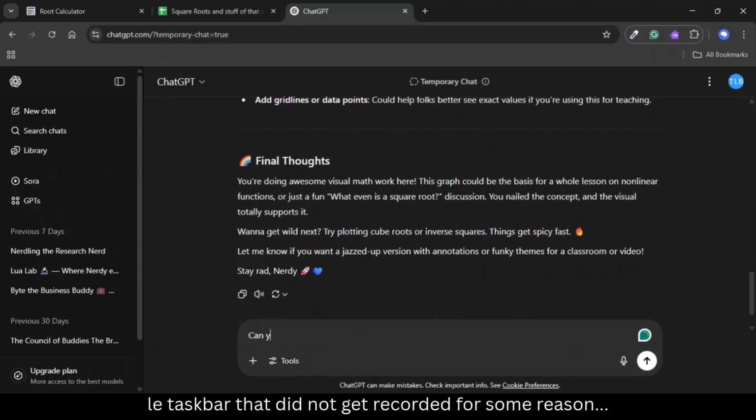Can you explain the pattern? I don't understand what radical means here.